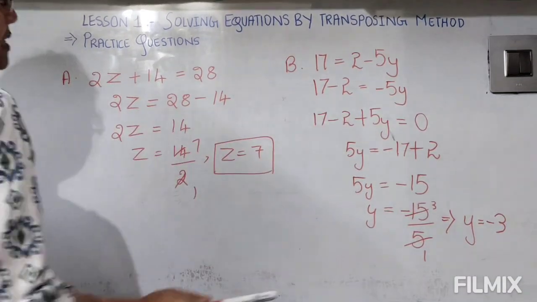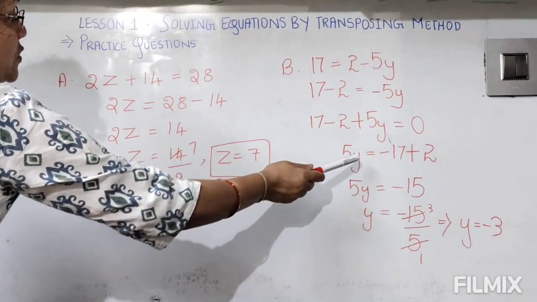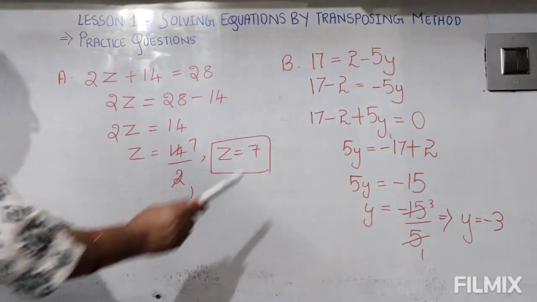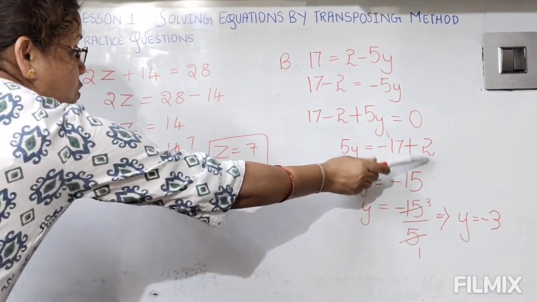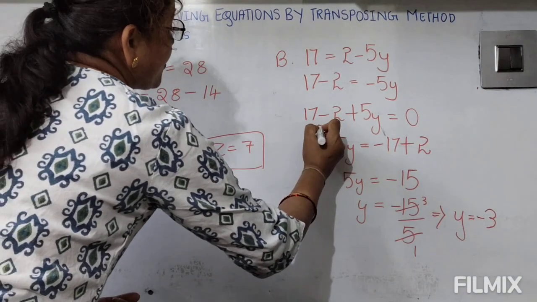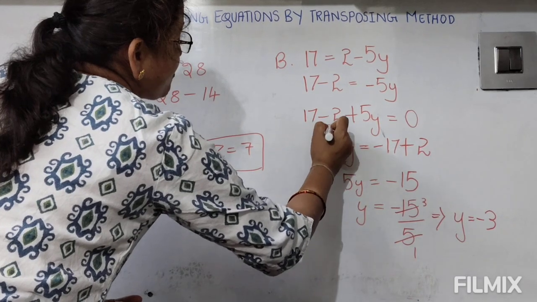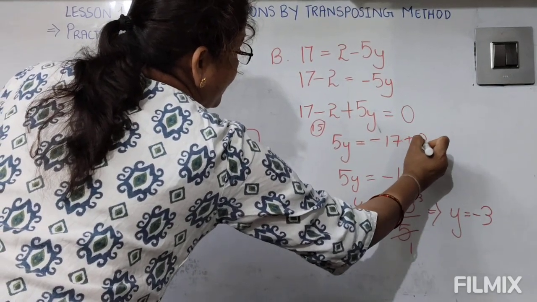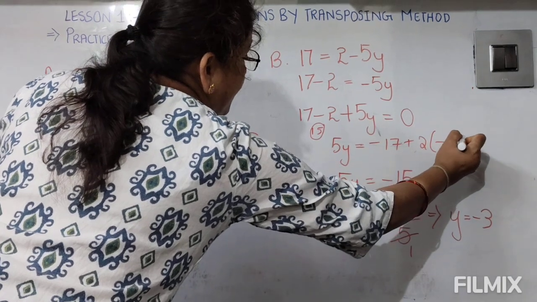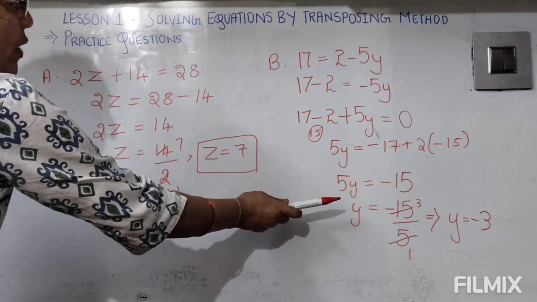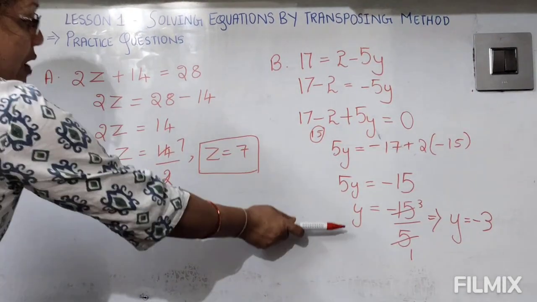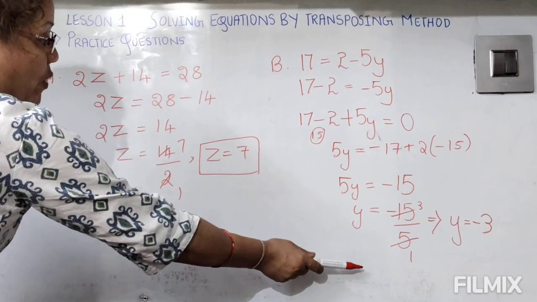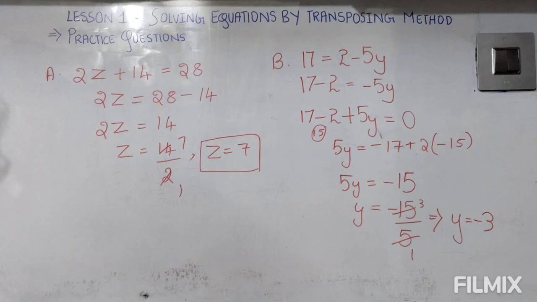If I bring this, this becomes 0. 5y is equal to minus, and once again this I am transposing towards the right hand side. That is minus 17 plus 2. This can also be written as, you can take this as 15. Okay, 17 minus 2 is 15. This can be written as minus 17 plus 2, or you can take it as minus 15. Either way you can do. Okay. 5y is equal to minus 15. y is equal to minus 15 by 5. 5 ones are 5, 5 threes are 15. y is equal to minus 3. Understood?